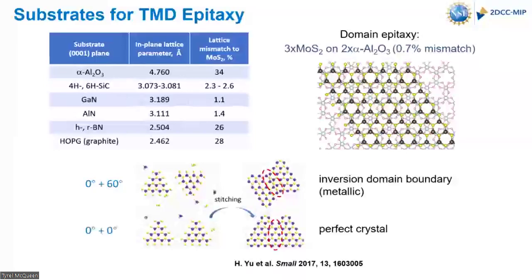We've focused primarily on C-plane sapphire. If you just directly compare the lattice constant of moly disulfide and C-plane sapphire, it looks like it has a pretty big mismatch, but there's commensurability between the lattices. So 3 unit cells of moly disulfide match up pretty well with 2 unit cells of sapphire, and that reduces the effective mismatch. So it makes it a reasonably good substrate for TMD. Also, it's fairly chemically stable and thermally stable at high temperatures, right?